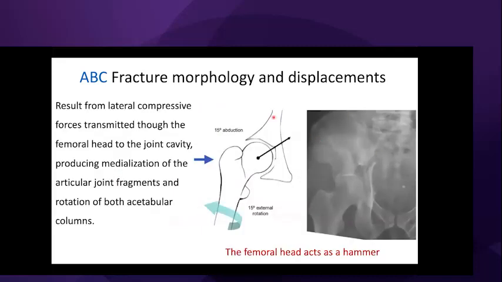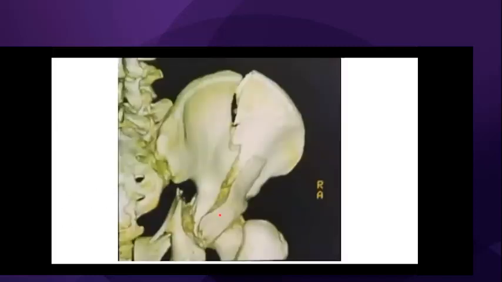How does this fracture happen? It results from a lateral compressive force transmitted through the femoral head. The femoral head acts as a hammer, protruding the joint cavity to the medial side, and causes rotation of the articular fragments of the acetabulum. In the associated both column fracture, the anterior column is externally rotated and medialized, while the posterior column is internally rotated.